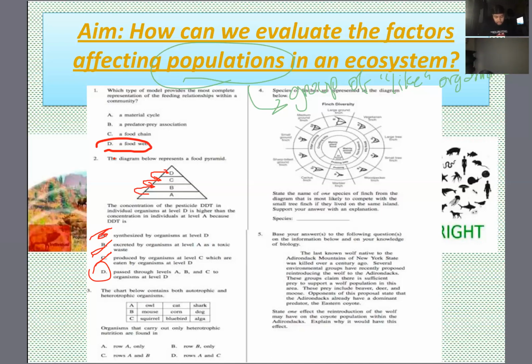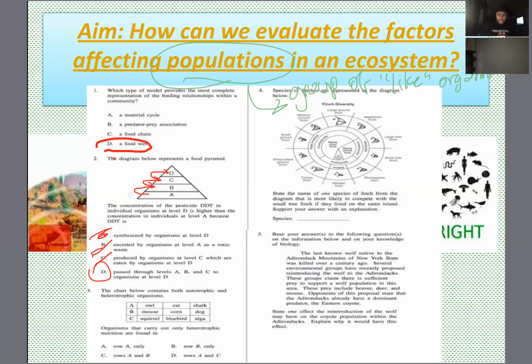The chart below contains both autotrophic and heterotrophic organisms. So row A has owl, cat, shark. Row B has mouse, corn, dog. Level C has squirrel, bluebird, and alga. Organisms that carry out only heterotrophic nutrition are found in what?